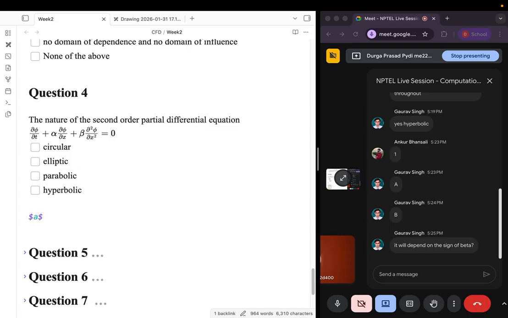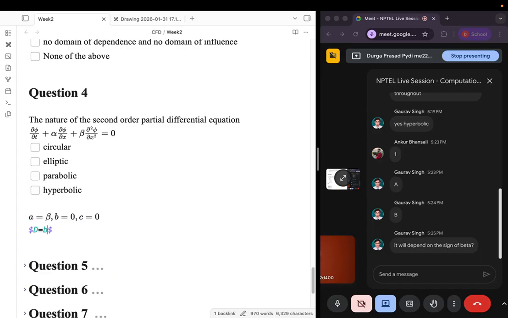So what are the values of a, b and c? In this particular case, this is the x coordinate, so this is your beta. B is 0, C is 0. So if I were to calculate my discriminant, that will be 0 minus beta times 0 times four, right? It will again become 0. It doesn't actually depend on the value of beta in this particular case.